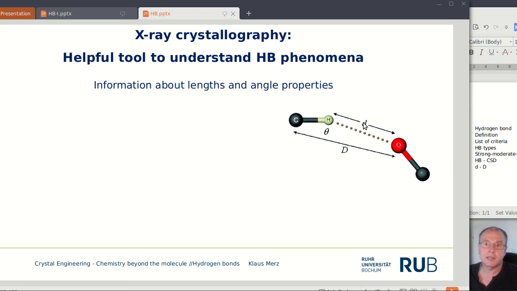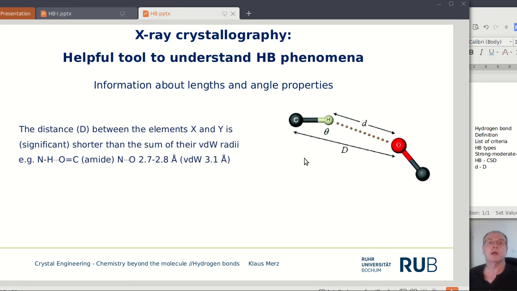CH or XH, whatever you want. On the other side, epsilon and residue, whatever you want. We have two parameters we can look at. We have d, the hydrogen bond, and we have a capital D, the distance of the acceptor and the donor. If we have a hydrogen bond, there should be an influence on the capital D, the donor-acceptor distance.